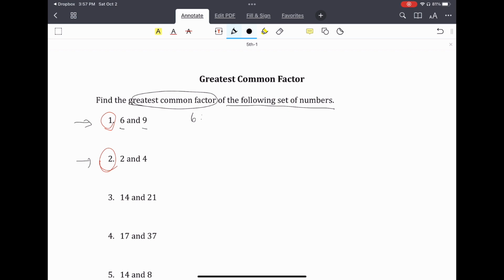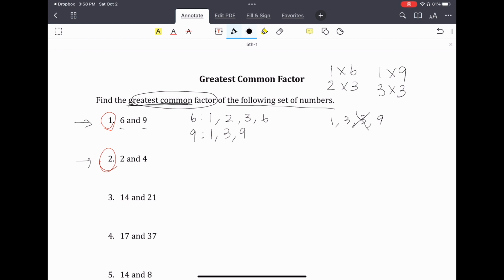So 6. For 6, you can do 1 times 6. You can do 2 times 3 to equal 6, and there's no other numbers that you can do to get to 6. So all your factors is 1, 2, 3, and 6. Now your factors for 9, 1 times 9 works, 3 times 3 works, and there's no other numbers that if you multiply them, it'll equal 9. So all your factors for number 9 is just 1, 3, and 9. And the reason why I didn't put 1, 3, 3, 9 is because the 3 is repetitive. It's unnecessary to put double of them.